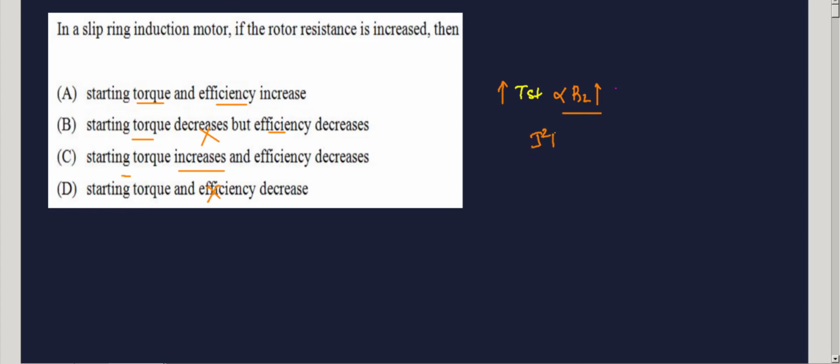So if resistance increases, what happens? I square R2 losses increase, so efficiency decreases. Efficiency increases, so I can neglect this option. Option C is the correct answer. Next question.